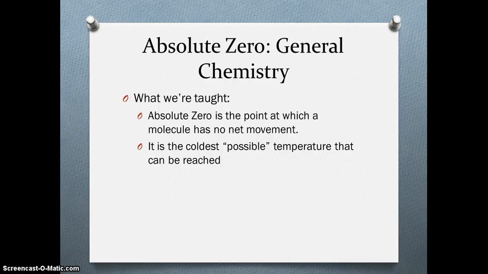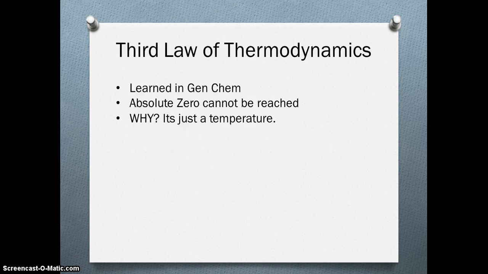So in general chemistry, we're taught that absolute zero is the point at which no molecule has any net movement. There's no movement, all matter stops, and it's the coldest possible temperature that can be reached. And we're also taught in general chemistry about the third law of thermodynamics. And the third law of thermodynamics simply states that absolute zero cannot be reached.